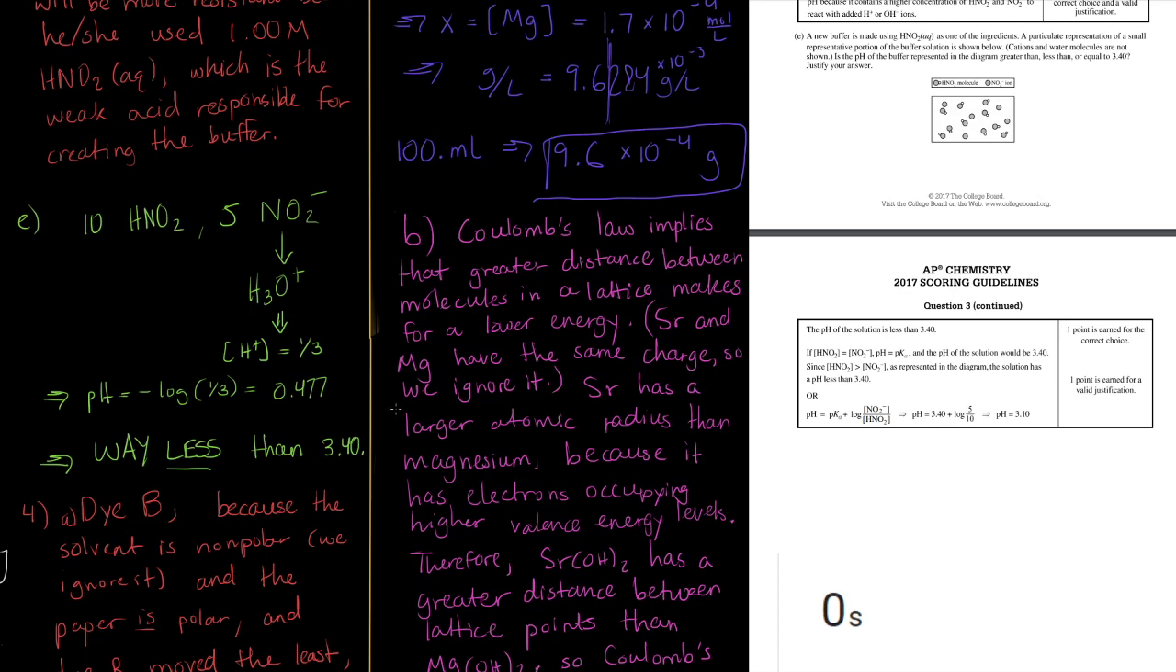So 1 point for the correct choice and 1 point for a valid justification. I'm not going to get a valid justification. I can already tell because I'm super wrong. So 1 out of 2.